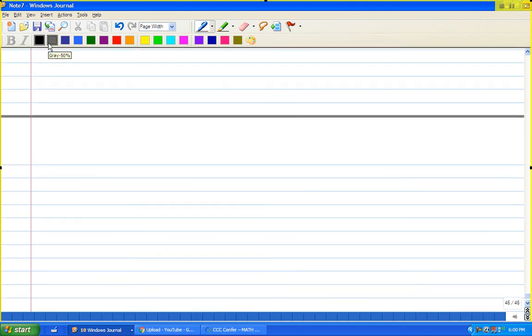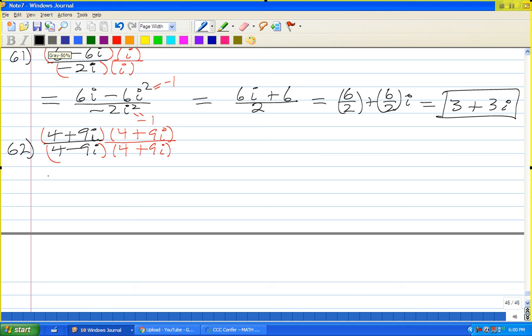And so I get, by the special product formula, 4 times 4 squared is 16. 4 times 9 is 36, times 2 is 72i. 9i times 9i squared gives you 81i squared over 4 squared is 16. 81 i squared. i squared is negative 1.